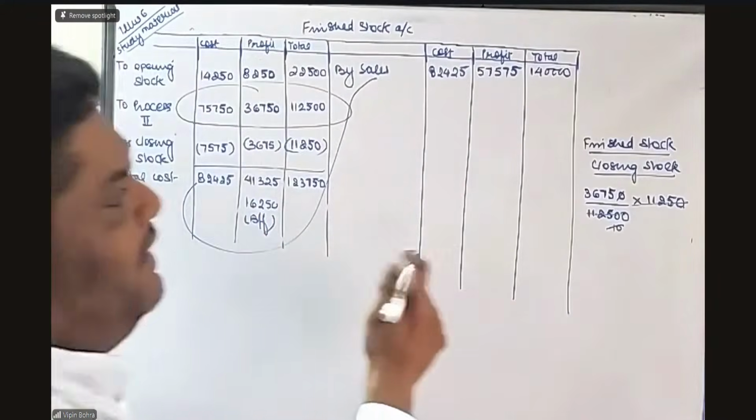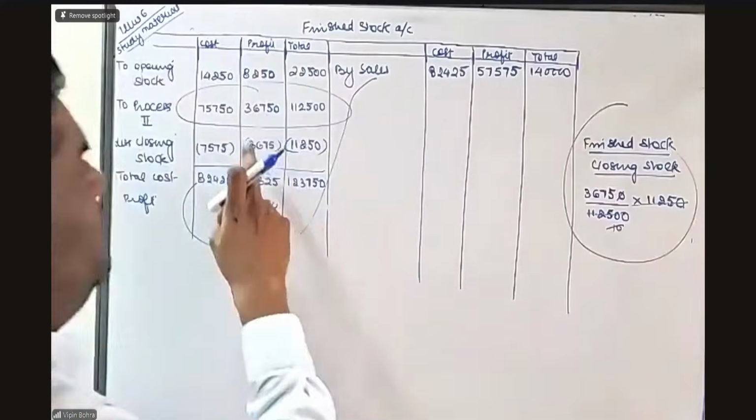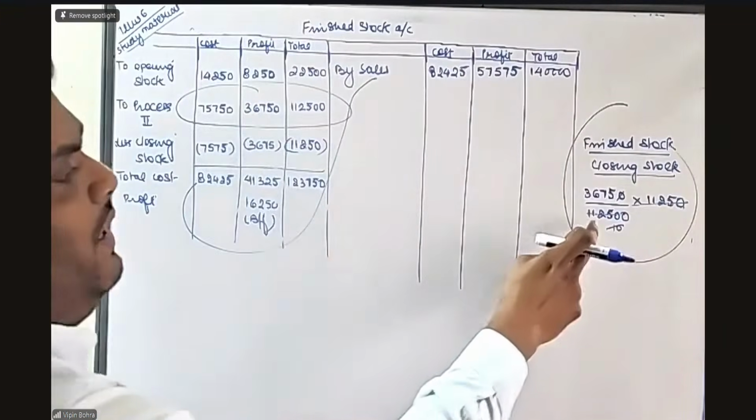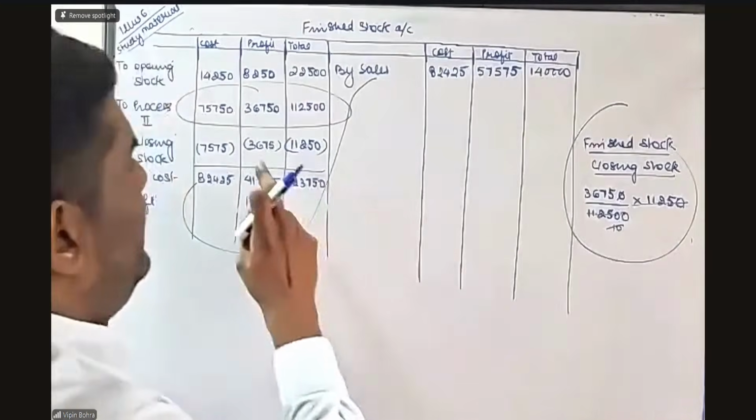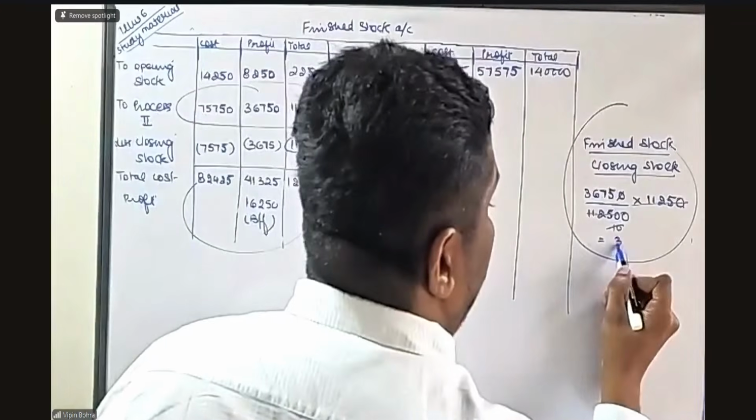How I have calculated the value of closing stock? 36,750 is the profit on 1,12,500. So on 11,250, how much will be the value? 3,675.